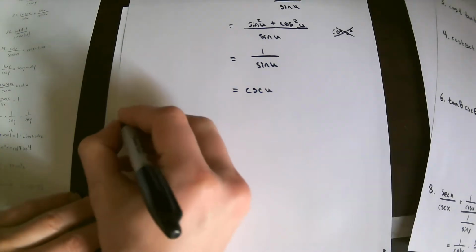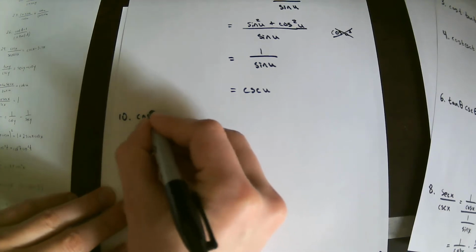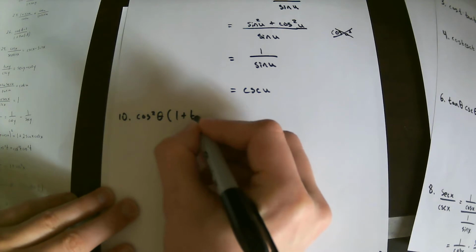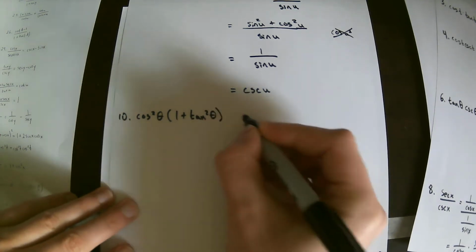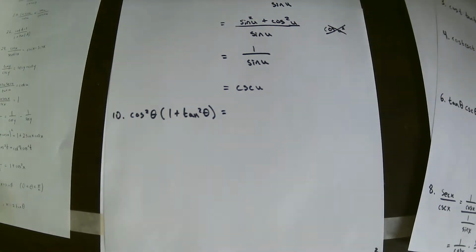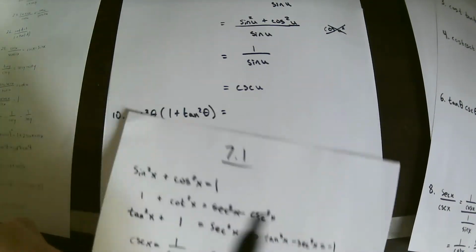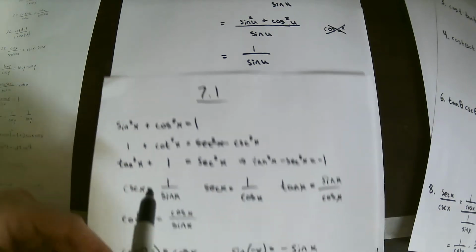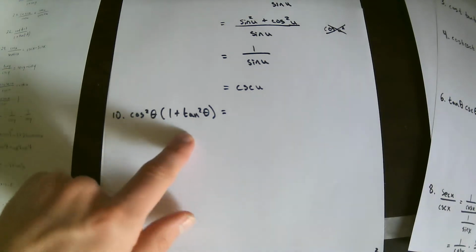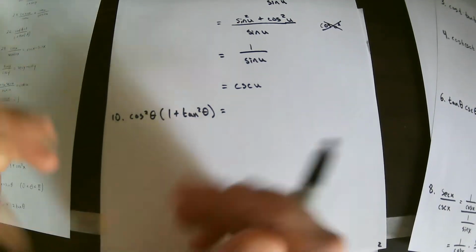Number 10 says cosine squared of theta times 1 plus tangent squared of theta. Okay, so I'm seeing squared things, so I should be thinking about these Pythagorean identities, and in fact, I see that tangent squared plus 1 is equal to secant squared. That's what I have here. I have tangent squared plus 1, or I have 1 plus tangent squared, but that's the same thing.